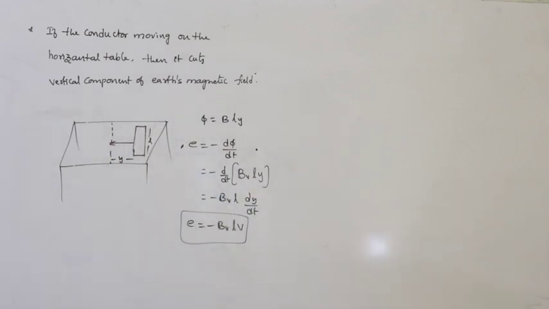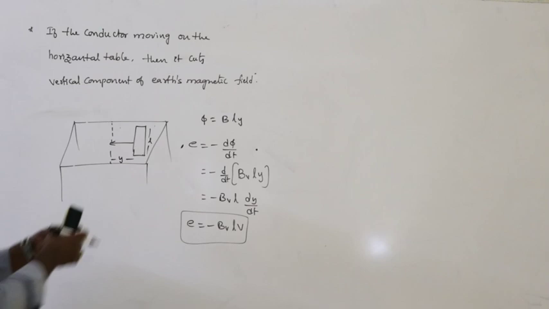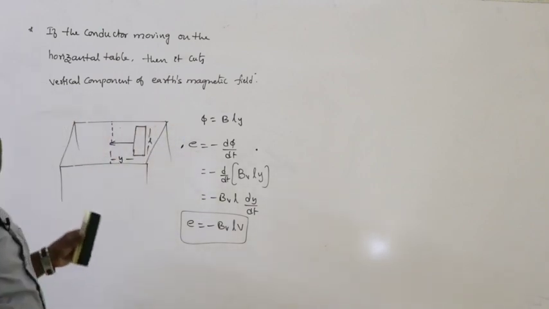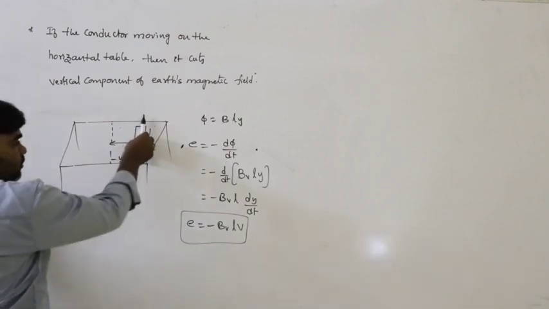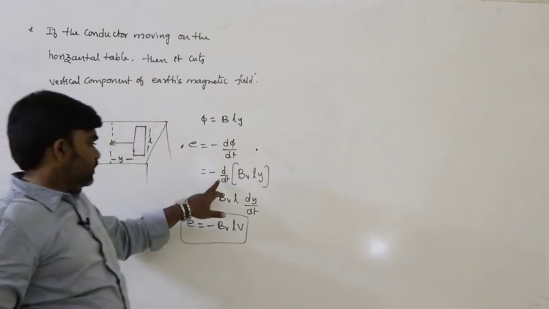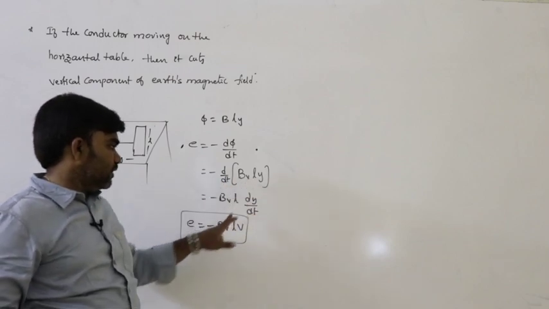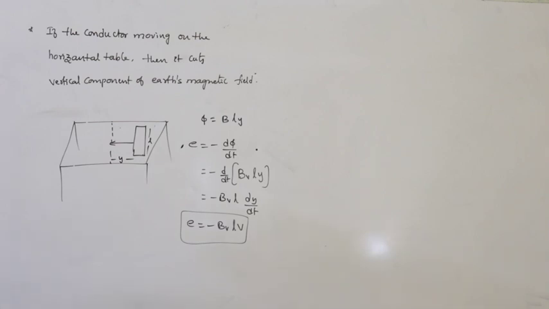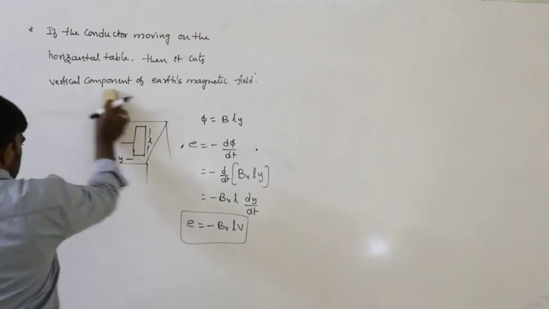So this is one more condition. If the conductor is moving on the horizontal table and this is the direction of the vertical component of Earth's magnetic field, then as it moves like this, it cuts the vertical component. That is why E is equal to minus BV L v. So this is it, and there is one more situation here.